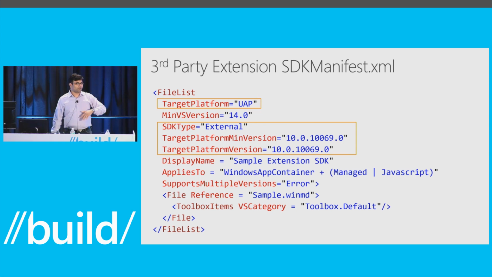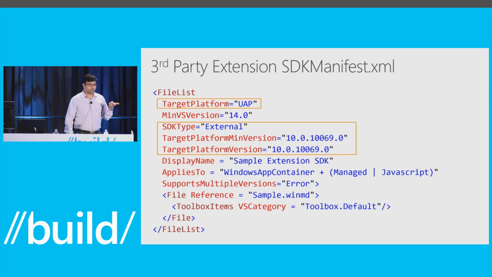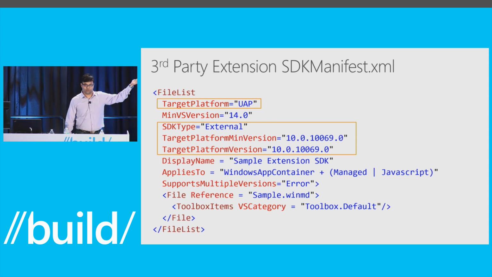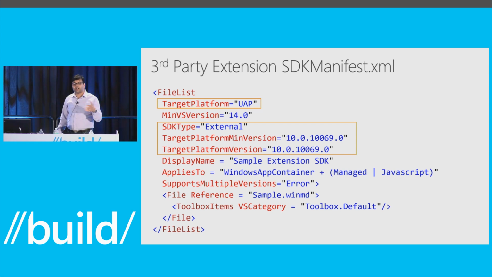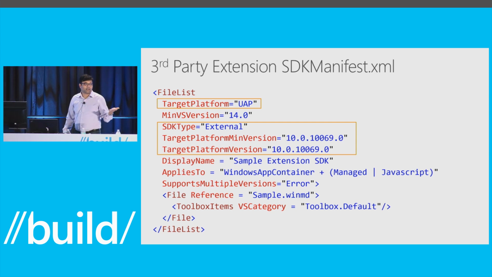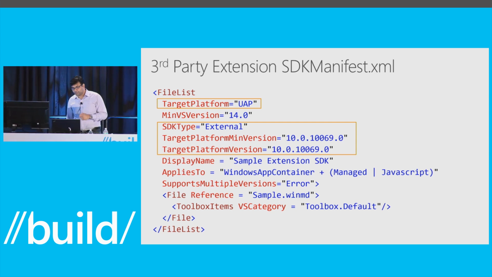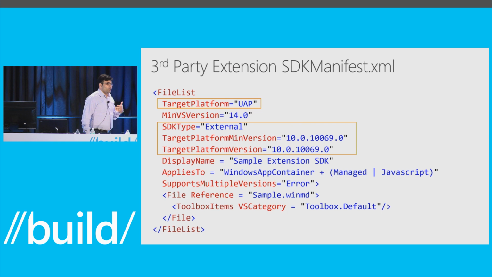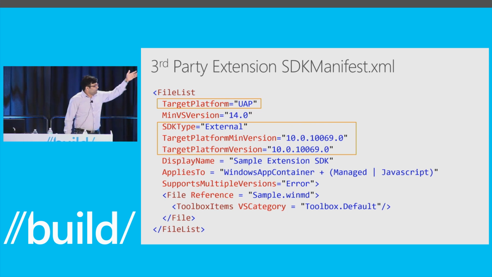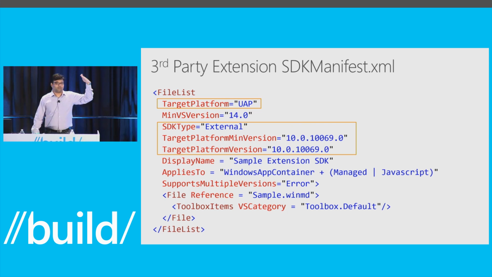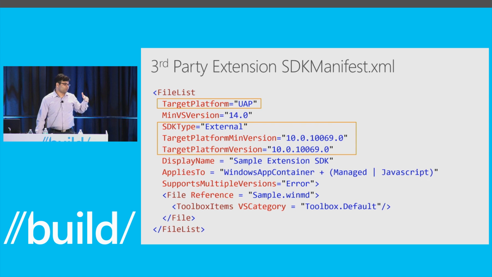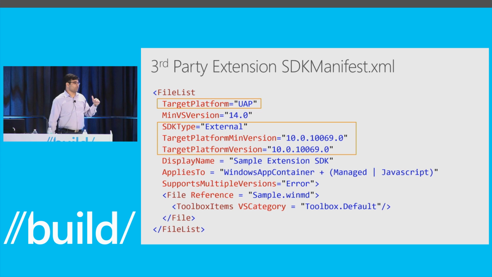So in the ideal case, for third-party extension SDKs, the only value which is supported is SDK type equal to external. If you don't mention that, we will by default assume that it's a third-party extension SDK. And as I mentioned before, if you're authoring an extension SDK, please make sure you specify the target platform min version and the target platform version properties. The min version here will indicate the minimum version of a Universal Windows project a developer needs to be running on to be able to reference your extension SDK, right?